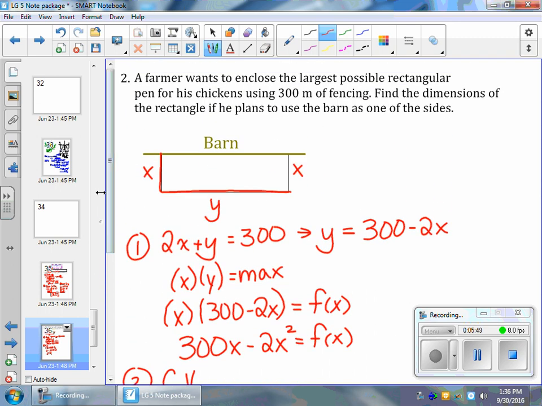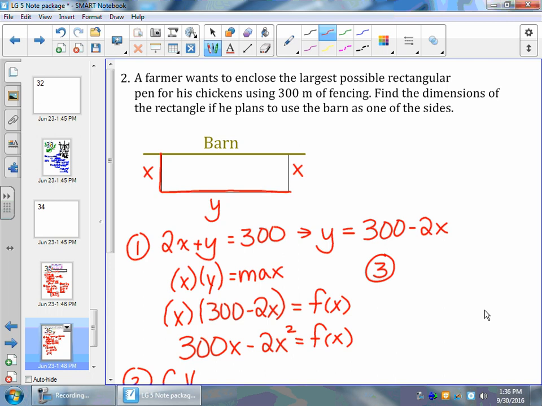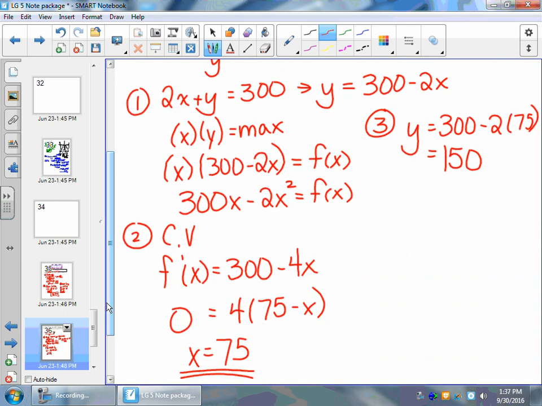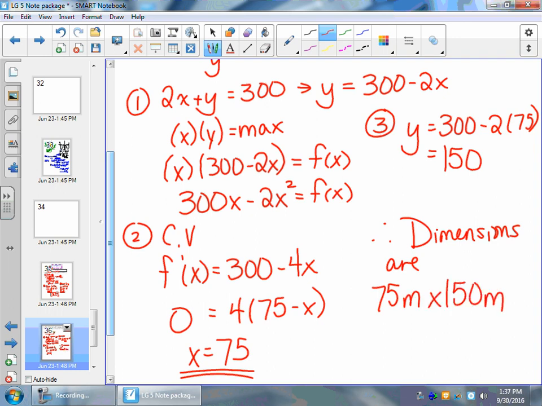All right, so if we go back up, it's saying find the dimensions of the rectangle. Well, if we already know that x is equal to 75, now our third step, guys, is we can solve for y. 300 minus 2 times 75. That's going to give us 150. So what are the dimensions? Dimensions are 75 meters by 150 meters. Okay? All right. Let's keep moving.